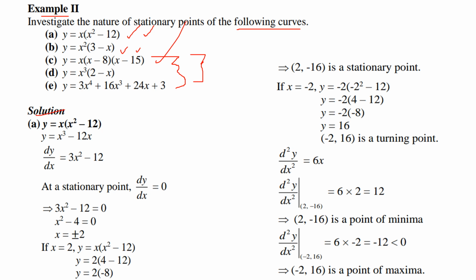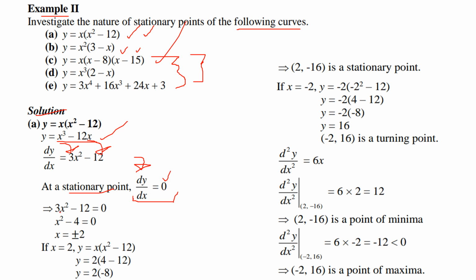So starting with the solution for part A, remember that I told you first find dy/dx, and at a stationary point the first derivative must be equal to 0. This is going to help you to find the values of x. The values of x you have found are going to help you to find the values of y using the initial expression. So y is equal to this. Finding the first derivative, differentiating x cubed gives you 3x squared. Differentiating negative 12x gives you negative 12. And the condition is that at a stationary point, the first derivative must be equal to 0.